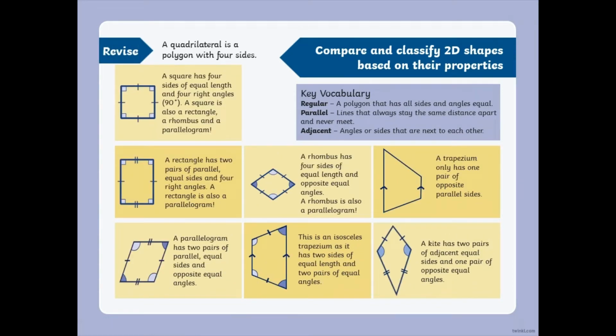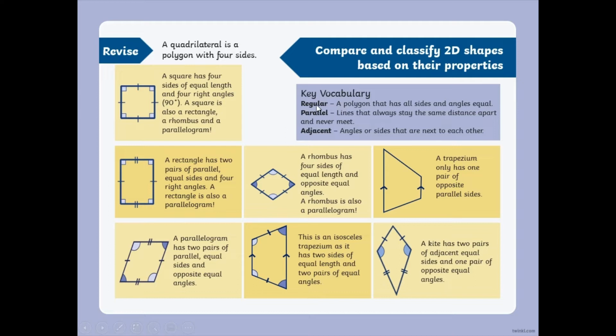Now, quadrilaterals. A quadrilateral is a polygon, so a 2D shape with straight sides, and a quadrilateral is a polygon with 4 sides. The best way to remember this: quadrilateral, quad means 4. So we've got squares. A square has 4 sides of equal length. It has 4 right angles. And a square is also a rectangle, a rhombus, and a parallelogram.